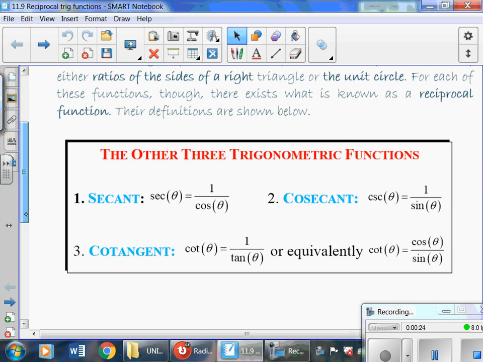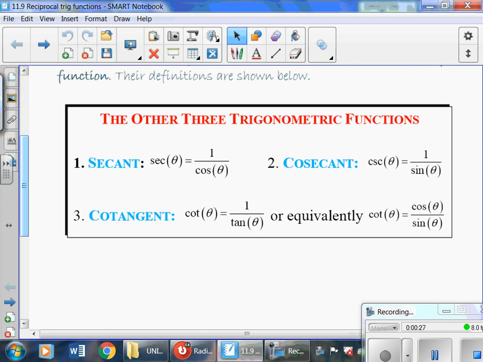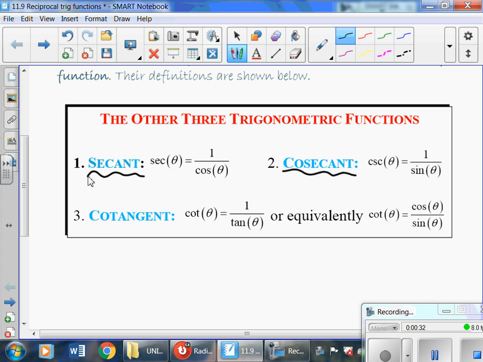What we're talking about are the other three trig functions: secant, cosecant, and cotangent. Now, cotangent's the easiest one because the cotangent is equal to 1 over the tangent. So that one's easy to remember. Secant and cosecant are kind of opposite of what we think. I remember that secant is 1 over the cosine and cosecant is 1 over the sine. So it's kind of opposite of what you think it is.